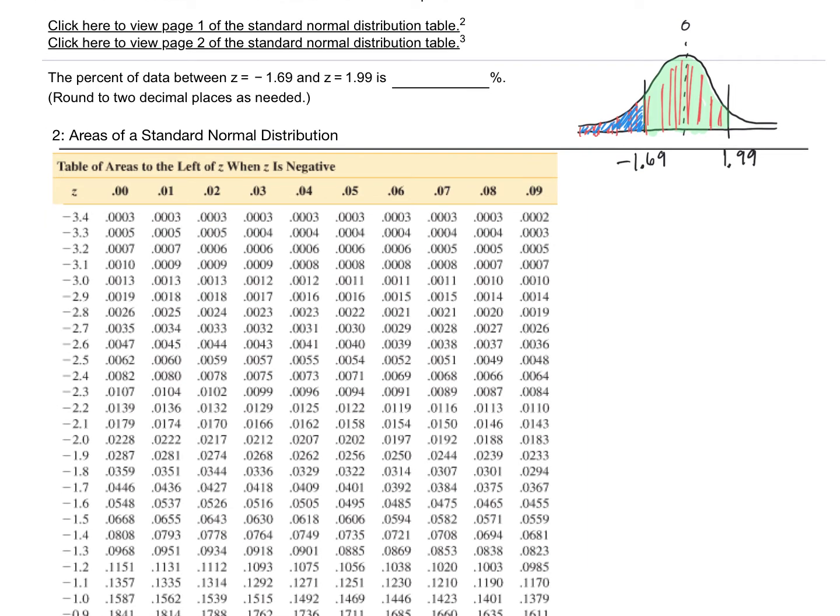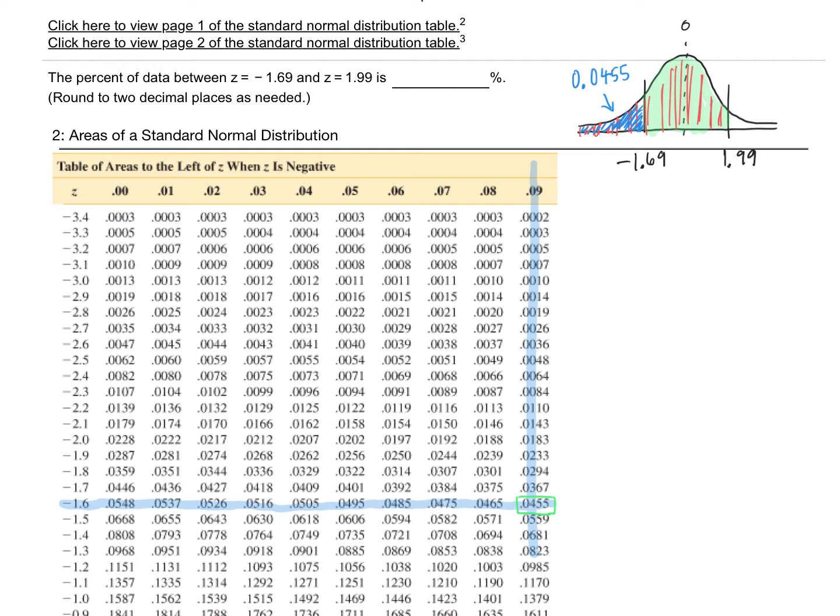So this is going to be the blue. Negative 1.6 is here, and then we have to look at 9.09. So where it meets is 0.0455. So this area is 0.0455. That's the area to the left of negative 1.69.